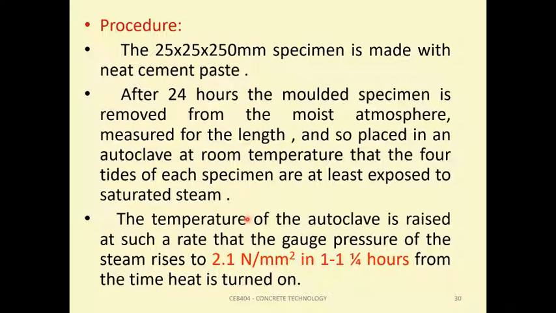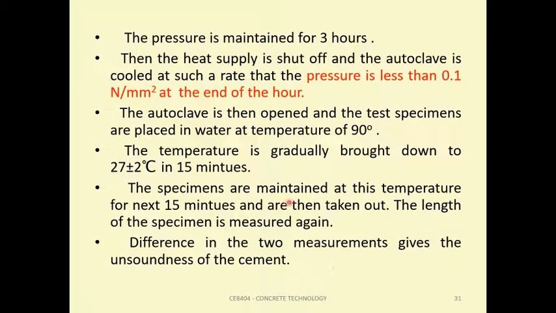The temperature in the autoclave is raised at a rate such that the gauge pressure rises to 2.1 Newton per mm square in 1 to 1.5 hours. Then the heat is kept on and this pressure is maintained for 3 hours. Then the heat supply is shut down and the autoclave is cooled at a rate such that the pressure falls below 0.1 megapascal at the end of an hour.